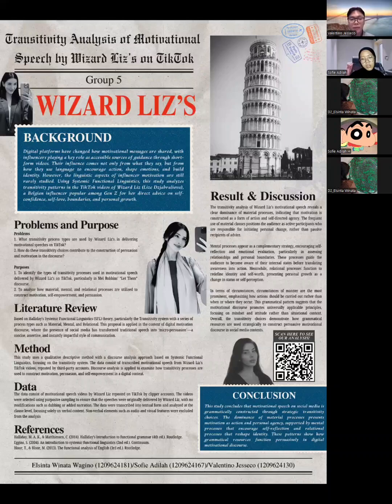And the next part is the conclusion. So this study concludes that motivational speech on social media is grammatically constructed through strategic transitivity choices, and the dominance of material processes presents motivation as action and personal agency, supported by mental processes that encourage self-reflection and relational processes that reshape identity. These patterns show how grammatical resources function persuasively in digital motivational discourse.